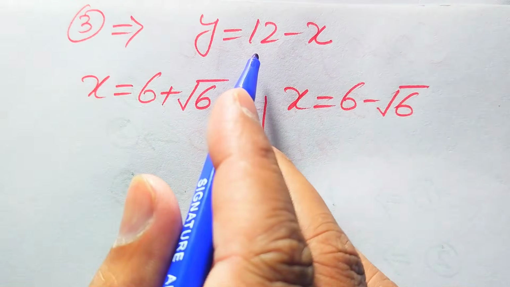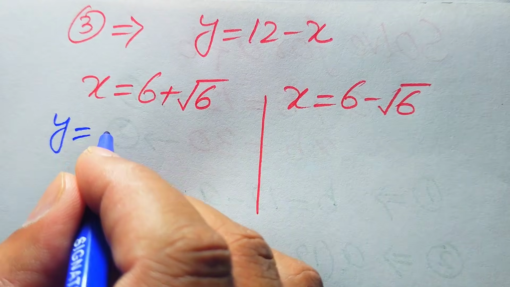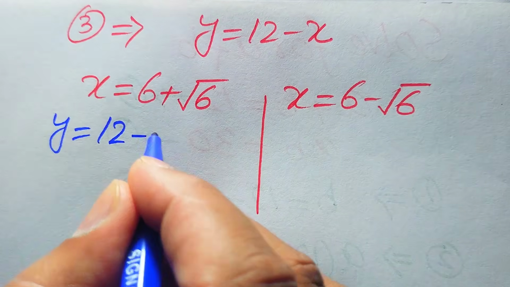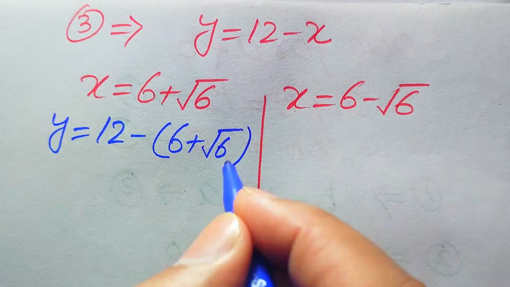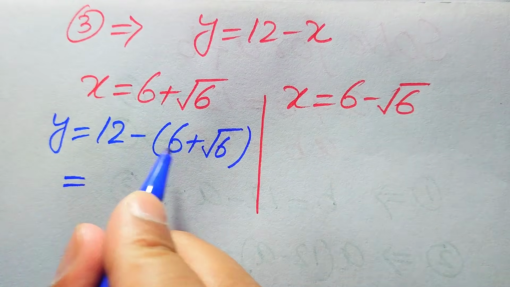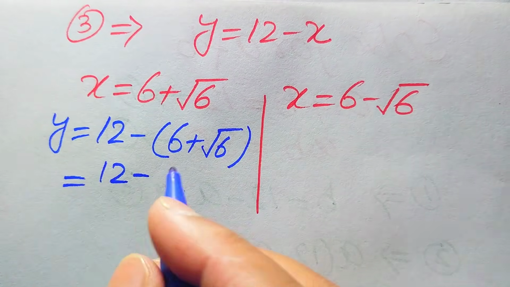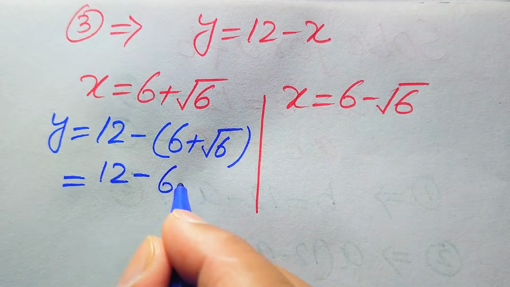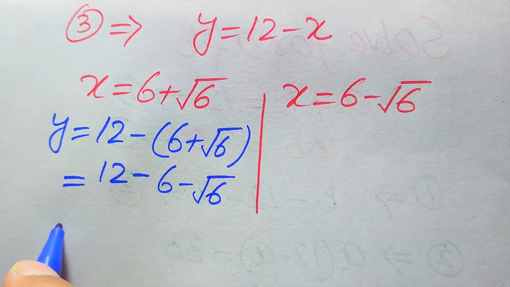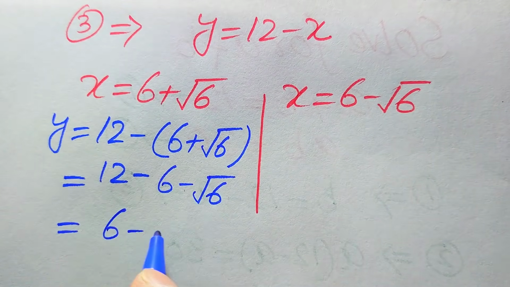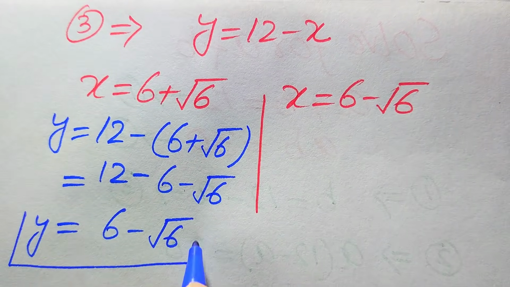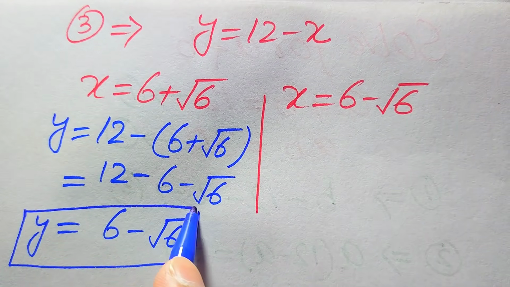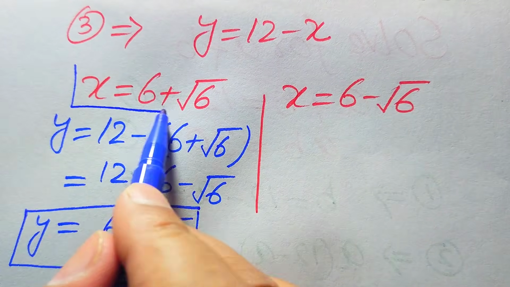When we put this value of x here, it will be written as y is equal to 12 minus x. The value of x is 6 plus square root of 6, and we multiply the negative sign on both of these values, so it becomes 12 minus 6 minus square root of 6, and 12 minus 6 becomes 6 minus square root of 6. So this is the value of y which we get in this method.